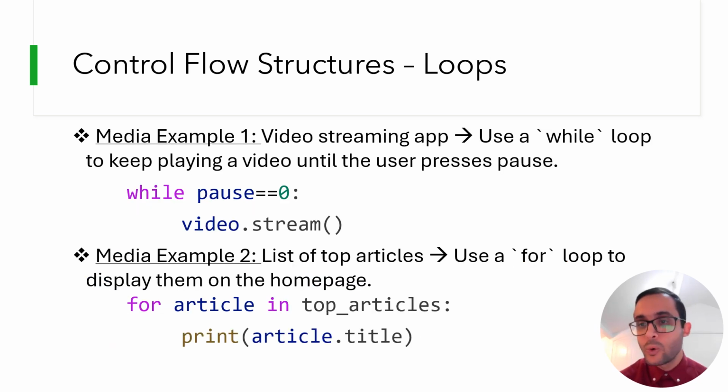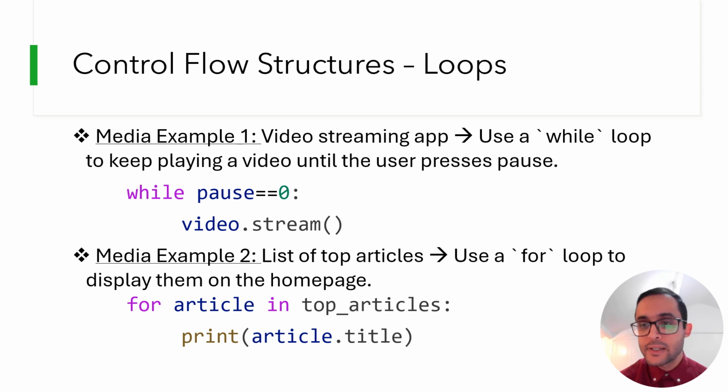Here are some real-world examples for media. Imagine you are building a video streaming app. You might use a while loop to keep playing a video until the user presses pause. For example, you can say while pause equals 0 video.stream.